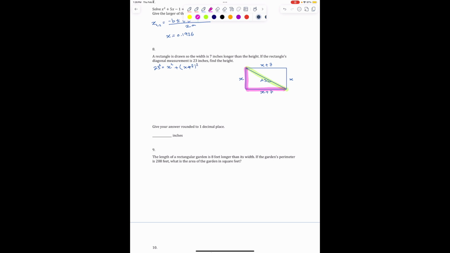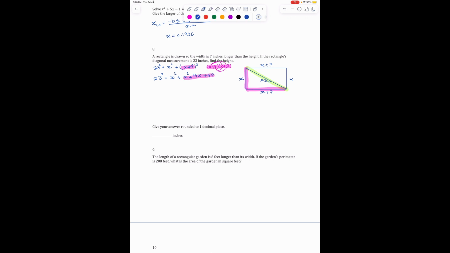Notice how we have a binomial here, which means we need to expand that, and it is basically equivalent to x plus 7 times x plus 7. So you're going to multiply first times first, first times last, last times first, last times last. So I'm going to expand. I'm going to leave 23 squared is equal to x squared plus x times x, which is x squared, and then 7x plus 7x is 14x, and then 7 times 7 is 49. So I expanded that. So this is what I did here.